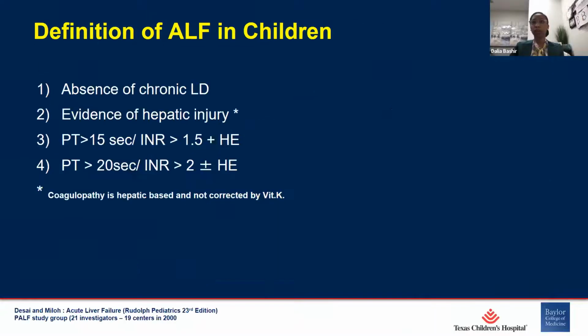So how do we define acute liver failure in children? Acute liver failure is defined as an acute onset of liver injury without evidence of chronic liver disease, with an elevated PT or INR greater than 1.5 with evidence of hepatic encephalopathy, or an elevation of INR greater than 2 or PT greater than 20 with or without hepatic encephalopathy. And key is the coagulopathy is hepatic-based and not always corrected by vitamin K.